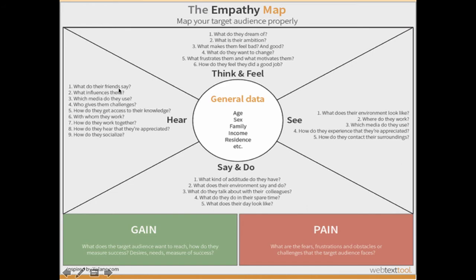What do their friends say? What influenced them? These are the questions related with think and feel. These are the questions that people hear about herself, about the person self. And these are the C part, C perspective, and say and do.